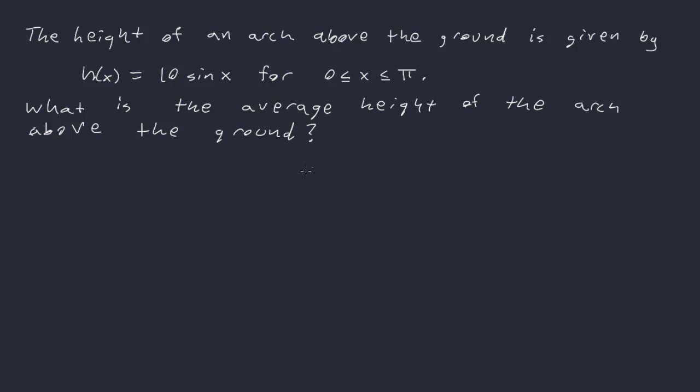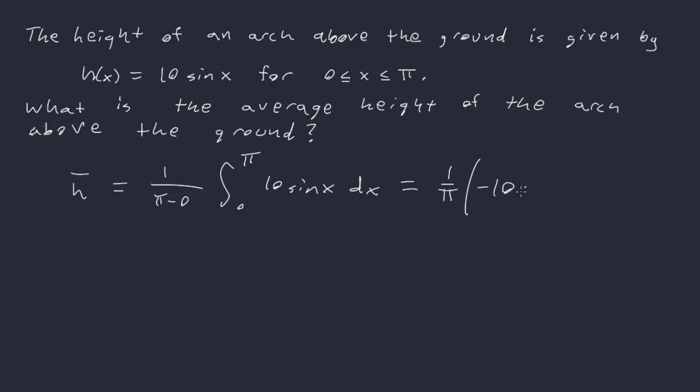Well, h bar is going to be 1 over b minus a, so that's going to be 1 over pi minus 0 times the integral from 0 to pi of 10 sine x dx. All right, so now this will be 1 over pi times the integral of 10 sine x, which is going to be negative 10 cosine x. We're going to evaluate that between 0 and pi.